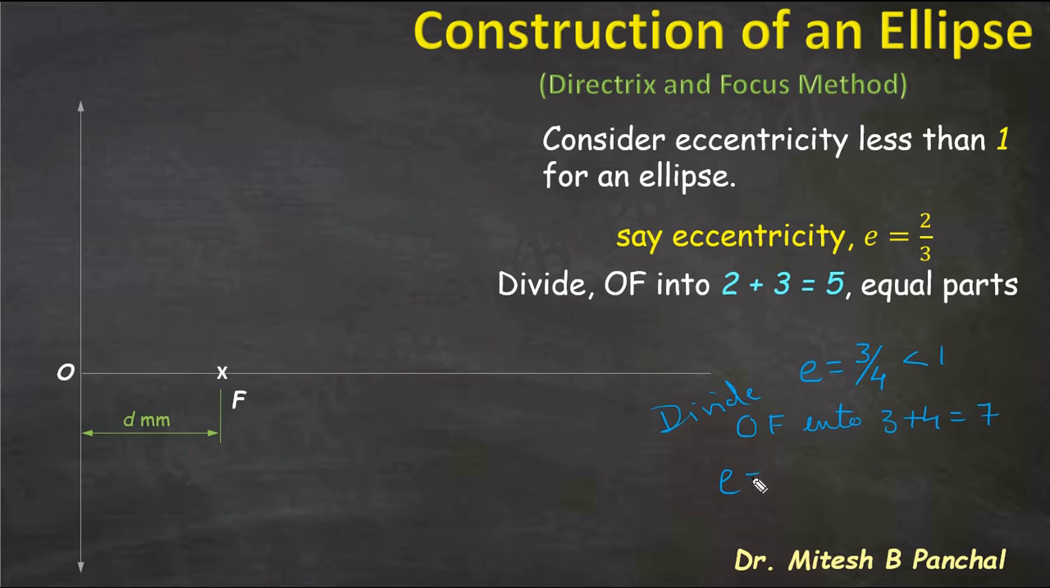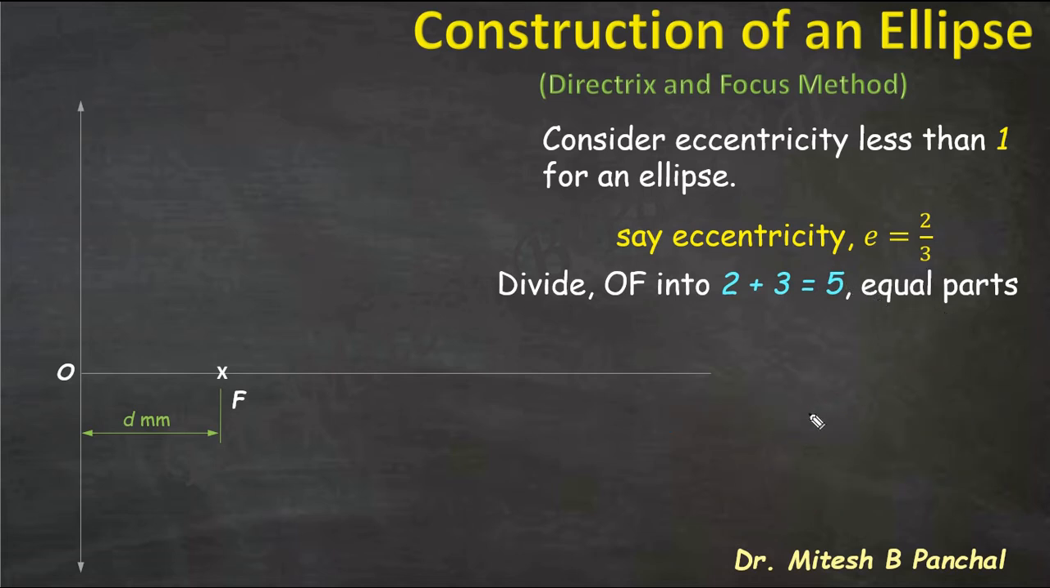Suppose eccentricity is given as 2 by 5, then again divide OF into 2 plus 5 equal to 7 equal parts, right? I hope this point is clear, right? The value of eccentricity is given less than 1, right? So for this particular case where the eccentricity value is 2 by 3, we have to divide OF into 2 plus 3 equal to 5 equal parts.